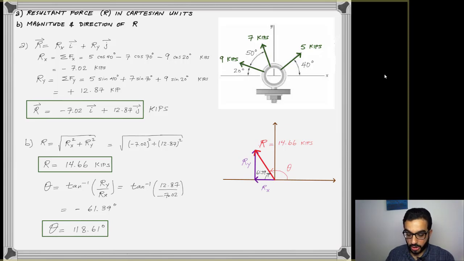So I recommend again, try to be visual, try to follow the direction of the components you're calculating the resultant for, and that will help you make any adjustment for negative values that you have in the tan inverse formula. So that concludes our example.